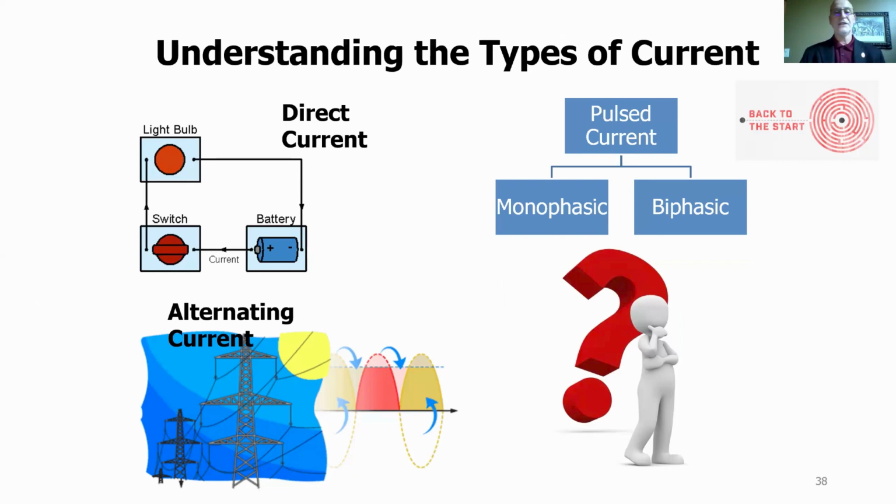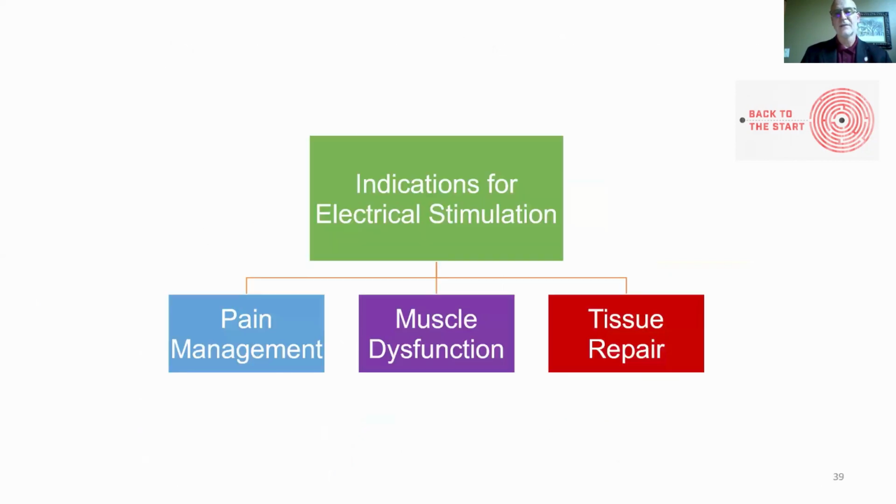So we're closing in on the end. I hope this has helped you understand a little bit. We're back at the start about different types of current, direct current versus pulsed current. Again, we didn't really talk about alternating current, but it can be used for pain just like you would do with pulsed current. I hope this has helped you understand a little bit about the primary areas we use E-stim for: pain management, muscle dysfunction, and tissue repair.